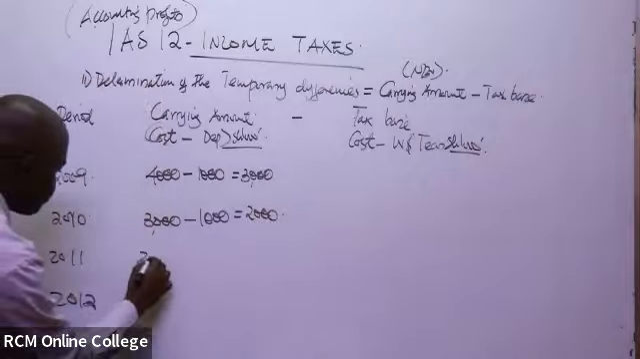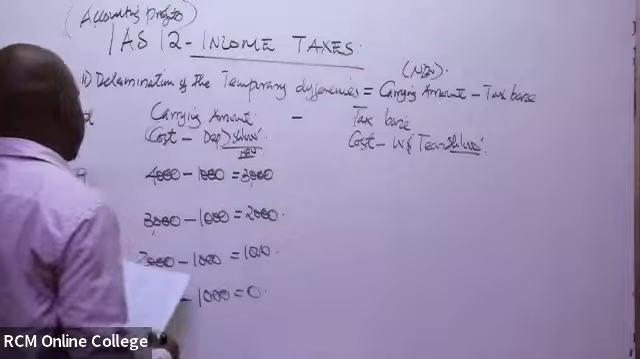Tukatoa 1 million, tukabaki na 1M by the end of the year 2011. Then 2012 sasa ilikuwa ni kumalo, tutoa, kabaki na 0. So this is basically the NBV for the end of each and every year.